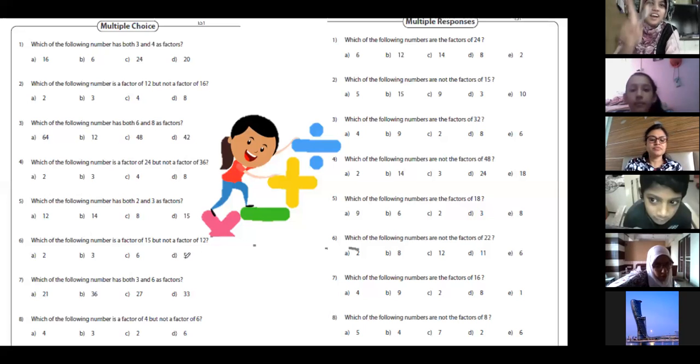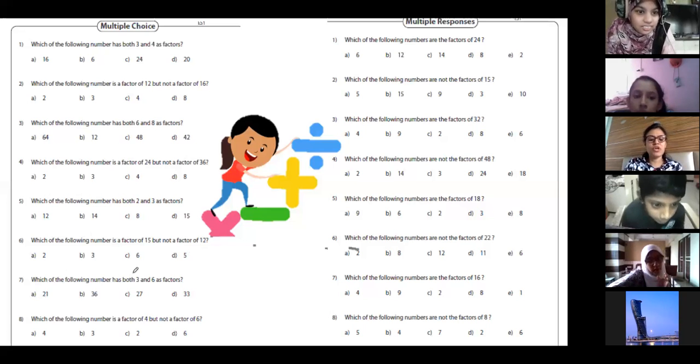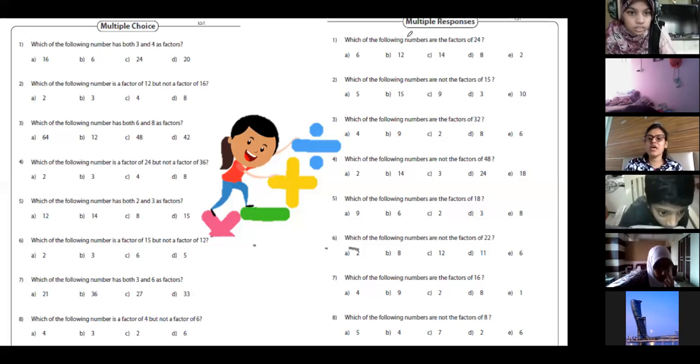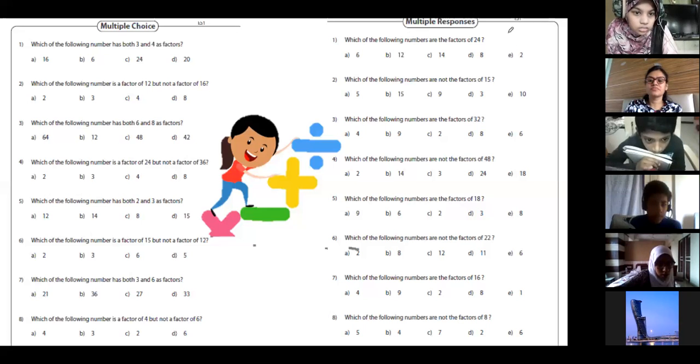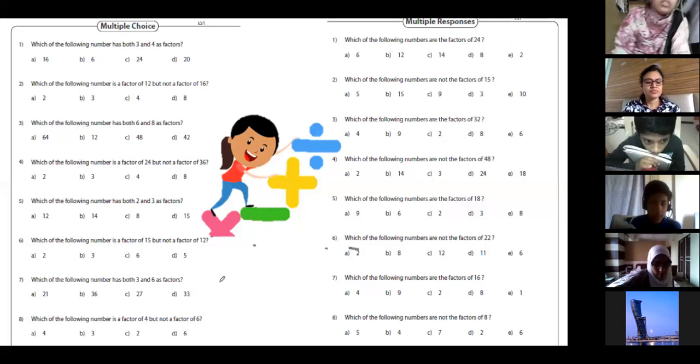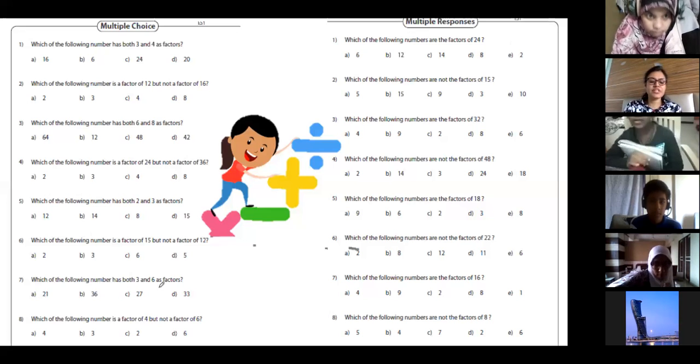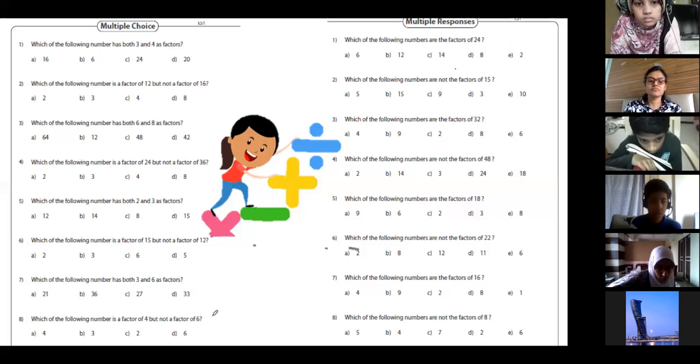Which of the following numbers is a factor of 15 but not a factor of 12? 5. Which of the following numbers has both 3 and 6 as factors? 36. Yes, 36. Which of the following numbers is a factor of 4 but not a factor of 6? 4, ma'am, 4 only. Yes, 4.